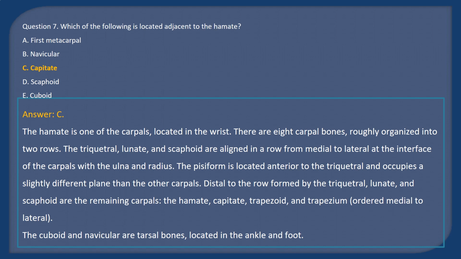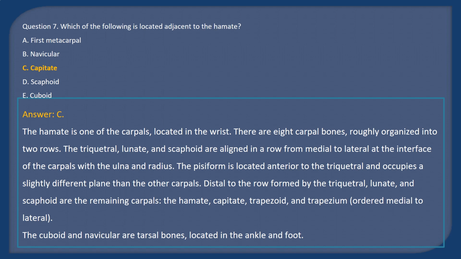Answer C. The hamate is one of the carpals located in the wrist. There are 8 carpal bones, roughly organized into 2 rows. The triquetral, lunate, and scaphoid are aligned in a row from medial to lateral at the interface of the carpals with the ulna and radius.